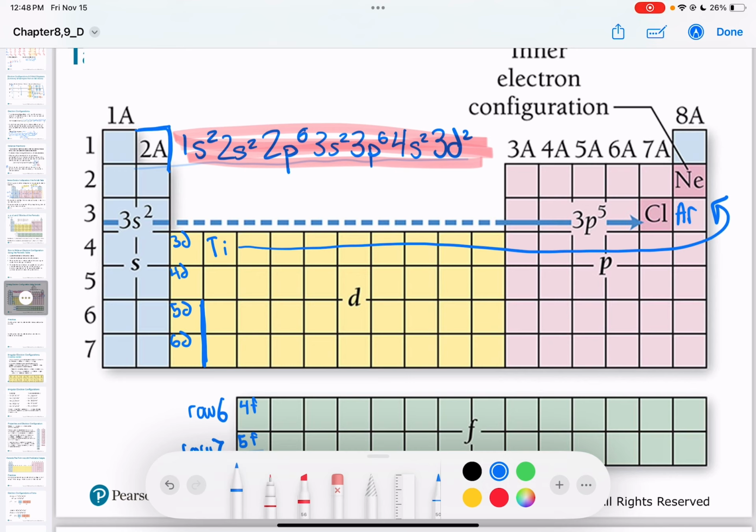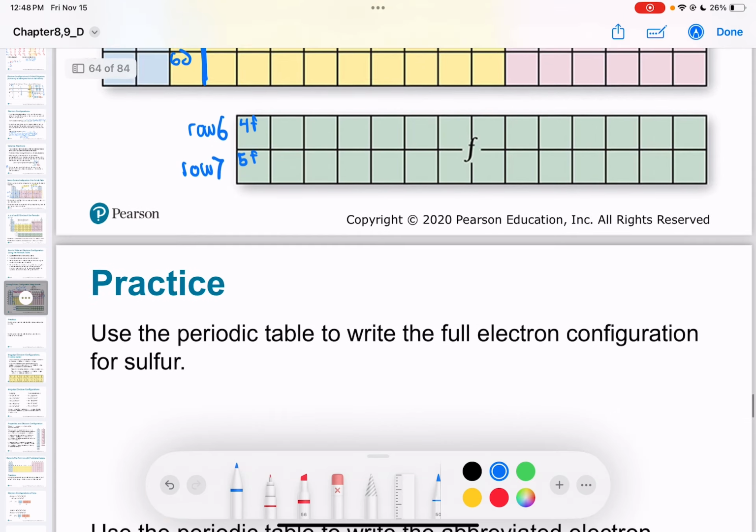All right. So this whole thing is how you would say argon, right? If you were to do the electron configuration of argon, that's what it would look like. So I'm going to abbreviate that by saying argon in brackets. And then for titanium, I'm going to tack on 4s2, 3d2. Okay? All right.